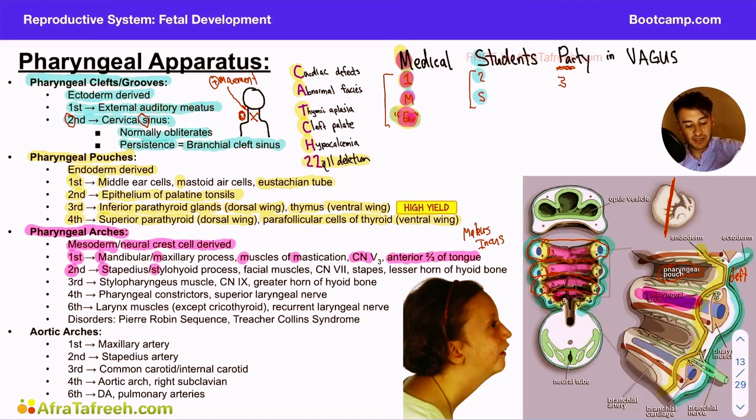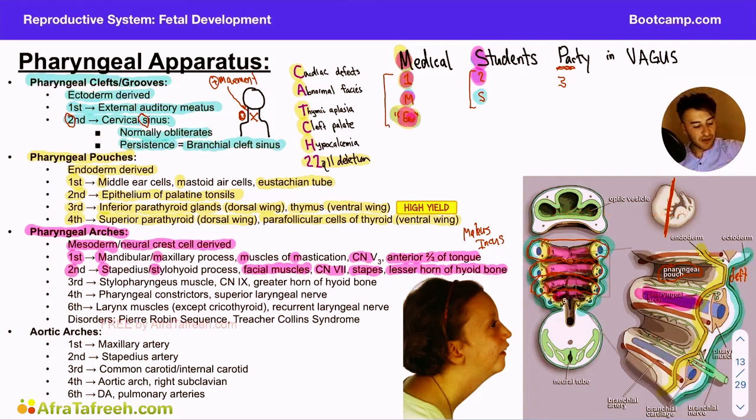Going back to our mnemonic, this is going to be things related to the second portion as well as S. So we see that both those structures begin with S, and then we're going to have the facial muscles, which are responsible for smiling, which also starts with S, and then we're going to have cranial nerve 7, which starts with S, as well as the stapes and the lesser horn of the hyoid bone. So those are all related to S and the group 2 in our mnemonic.